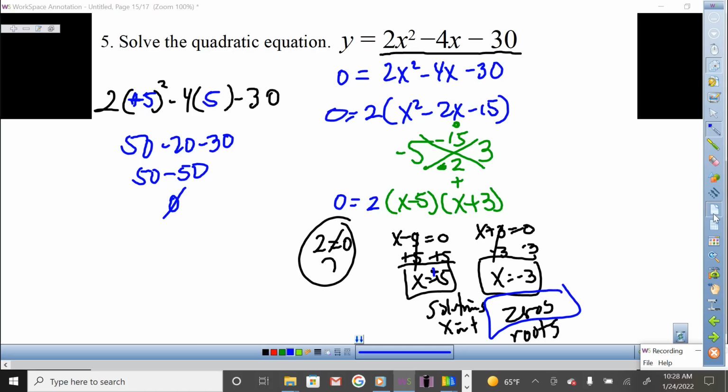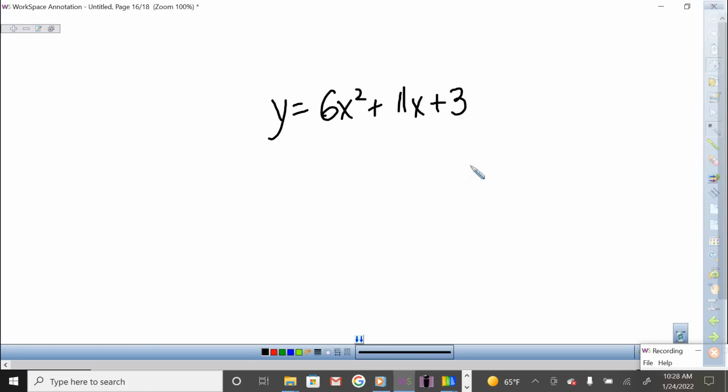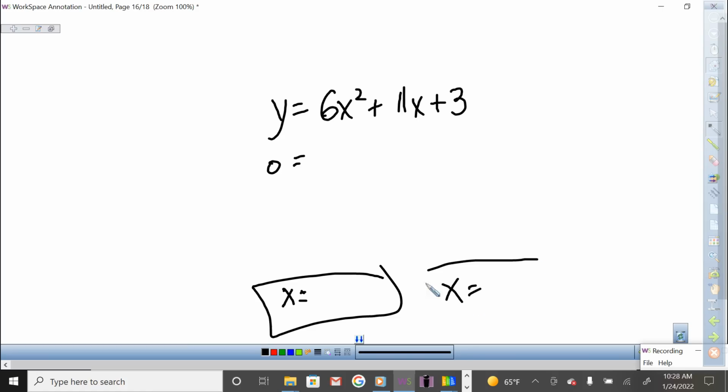All right. So let's say I gave you the equation. Don't write this down. 6x squared plus 11x plus 3. And then I asked you to solve it. So you set it equal to 0, and at the end you get x equals something and x equals something. These are known as zeros. Tell your neighbor why those two would be named zeros. Why are they called zeros if we get a solution with some numbers there?